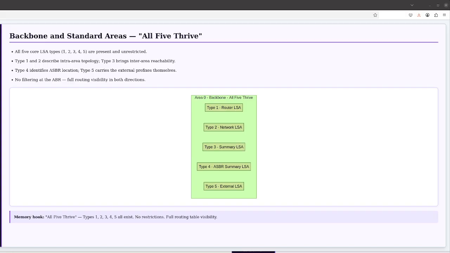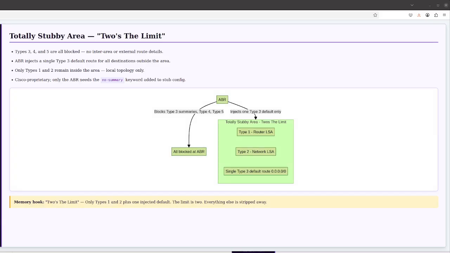It is important to note that Type 1 and Type 2 LSAs are always area local. Even in a backbone area, a Type 1 LSA generated inside Area 0 does not travel into Area 1. The ABR converts the topology information into Type 3 summary LSAs when crossing area boundaries. What "all 5 thrive" means is that all 5 types can exist within a standard area, not that all types cross all boundaries freely. Totally stubby area: 2's the limit.